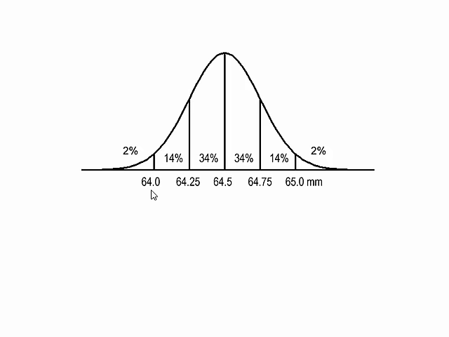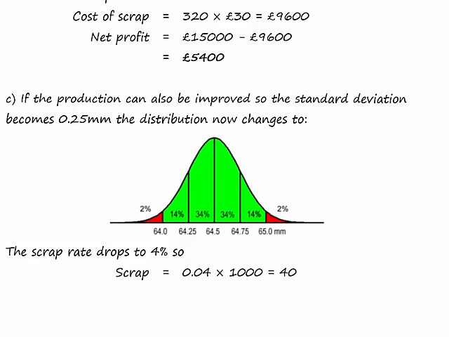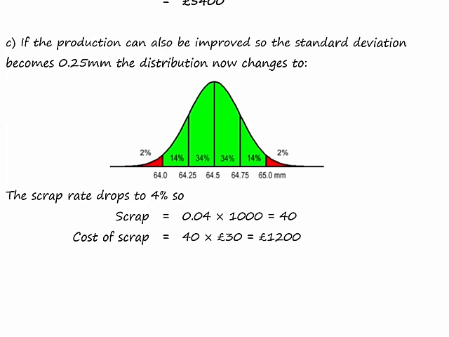The population now lies between plus and minus 2 standard deviations, which means that the acceptable pistons are the green area and the scrap is the red area. And this time the scrap is only 4%. 4% of 1,000 is 40. 40 pistons at £30 a piston is £1,200. 1,200 from 15,000 gives us a net profit of 13,800.